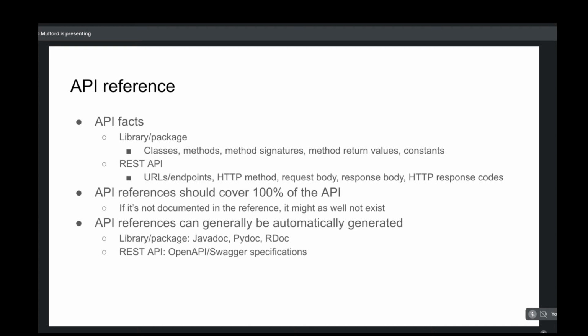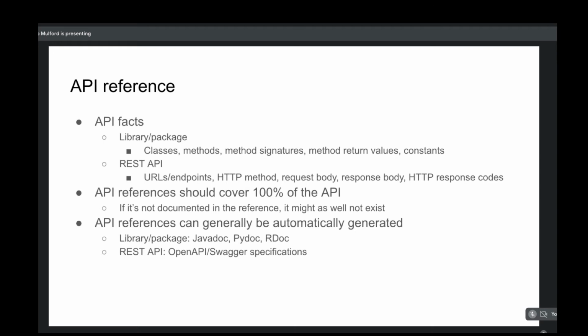If you're working with a web API like a REST API, this might cover your URLs and your endpoints, your HTTP methods, your request body, your response body, your HTTP response codes, your headers, your pagination methods, and so on. So the API reference, it's very dry. It's very programmatic. It's very like, hey, here's methods, here's endpoints, here's whatever. Here's a brief description of what you have there.